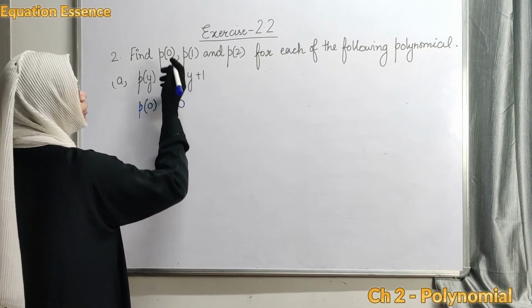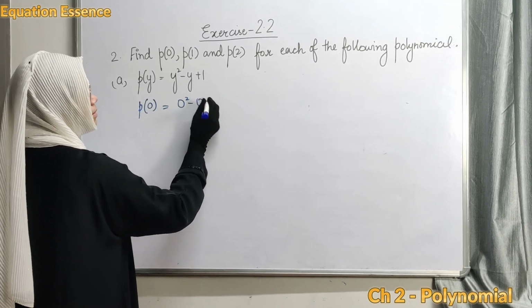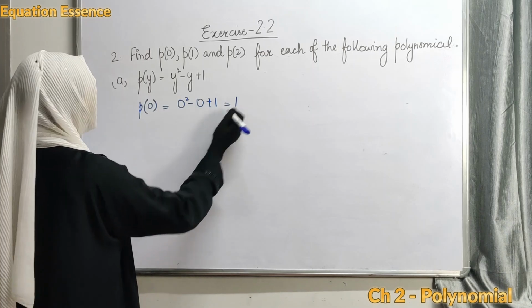Simply substitute the value of y here. Here the value of y is 0, so 0 square minus 0 plus 1 which is equal to 1.